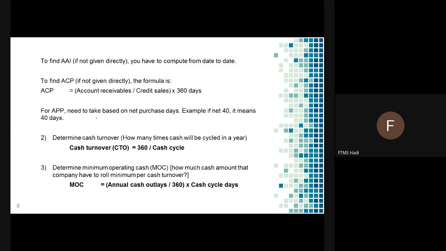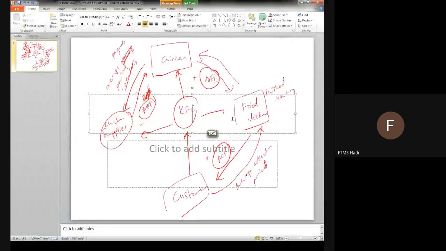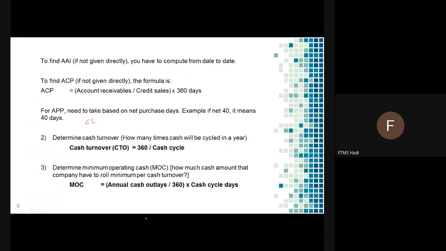After you find CC, you need to calculate CTO, cash turnover. How many times will cash be cycled in a year? That means how many times this process goes on within one year, how many cycles in one year. Therefore, the formula will be 360 divided by cash cycle.